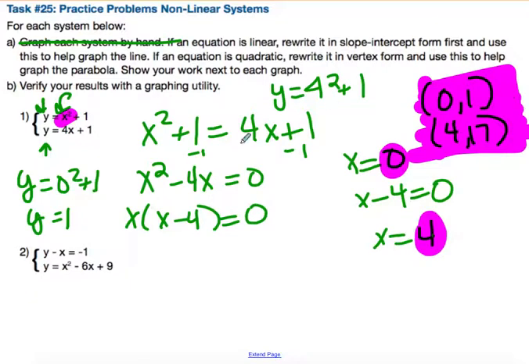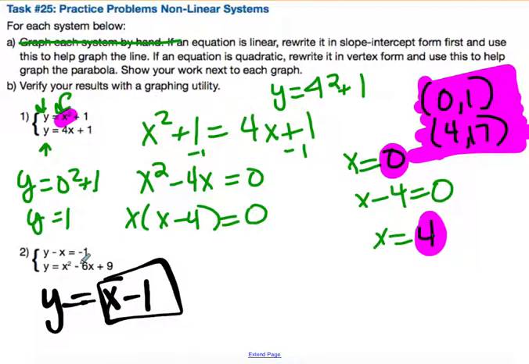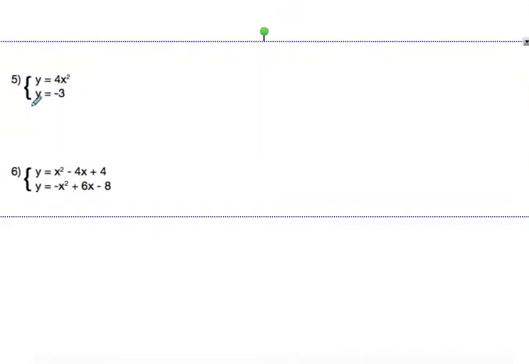Number 2 is almost identical to this, but you have to solve for y first. So you would add x to the right side. And now you can set that equal to this and solve. You can factor or use the quadratic formula. Same thing with these down here.